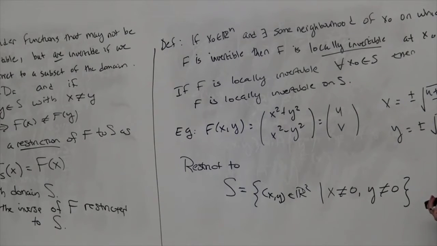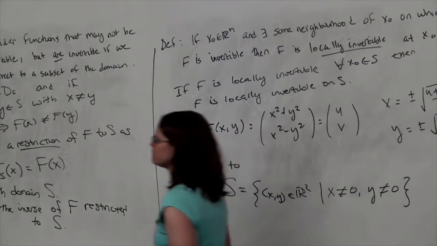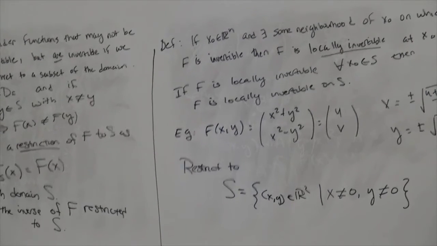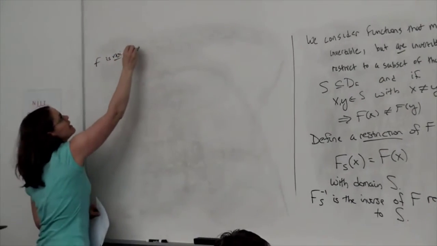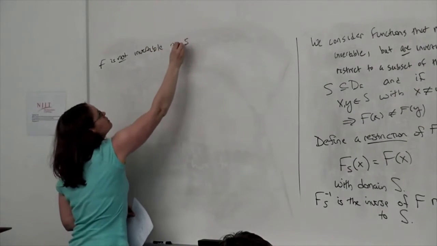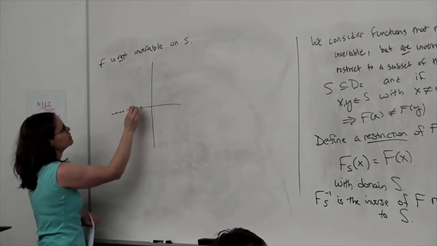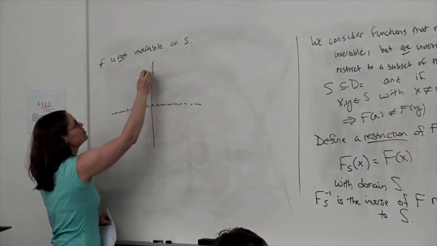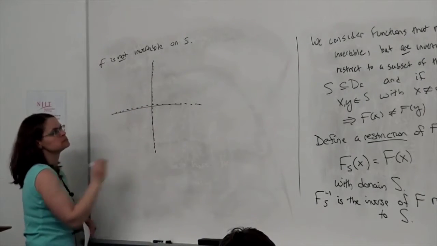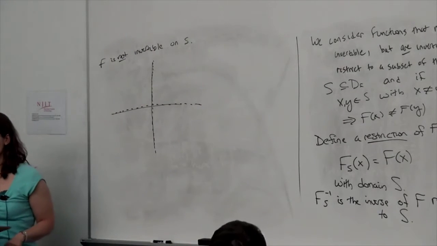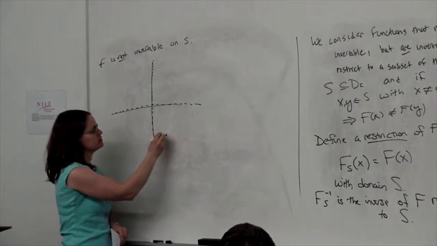f is not invertible on this set, clearly, right? Because, again, x could be positive or negative, y could be positive or negative. So f is not invertible on S, but I'm going to exclude this line, and I'm going to exclude this line. Now you give me any point you want in S. Maybe you give me this point.